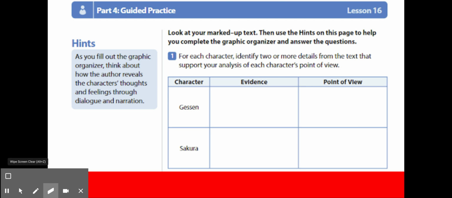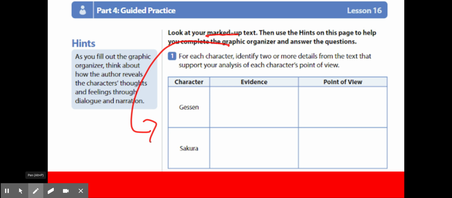So now we're going to look at our questions. We have our bolded words for our text features that tell us to look at your marked up text, which means you need to go back and look at page 164 where we've written all over it. So look at your marked up text. Then use the hints on this page to help you complete the graphic organizer, which is this thing right here, and answer the questions.